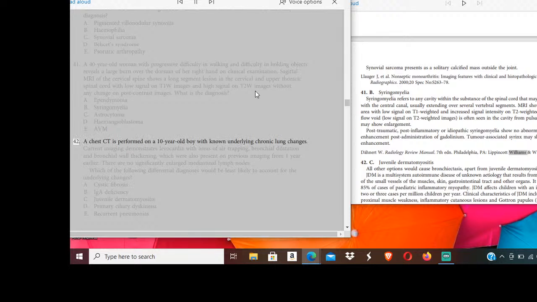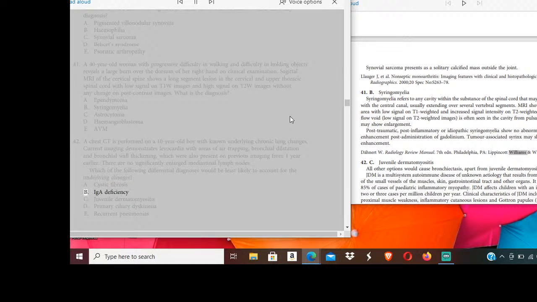42. A chest CT is performed on a 10-year-old boy with known underlying chronic lung changes. Current imaging demonstrates levocardia with areas of air trapping, bronchial dilatation, and bronchial wall thickening, which were also present on previous imaging from 1 year earlier. There are no significantly enlarged mediastinal lymph nodes. Which of the following differential diagnoses would be least likely to account for the underlying changes?